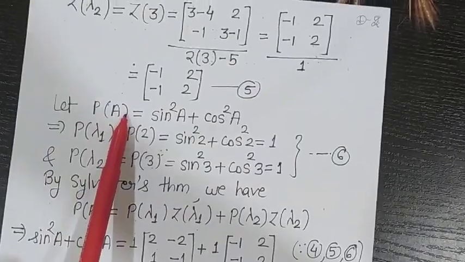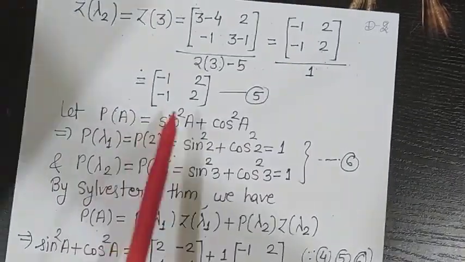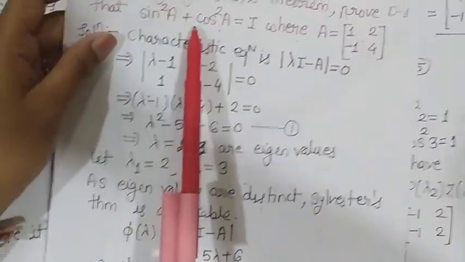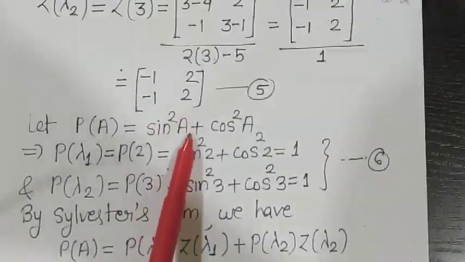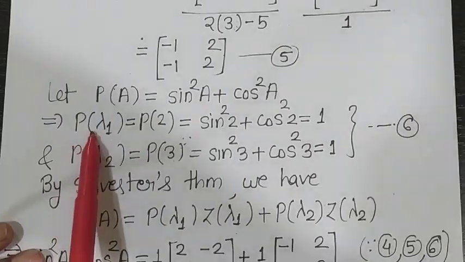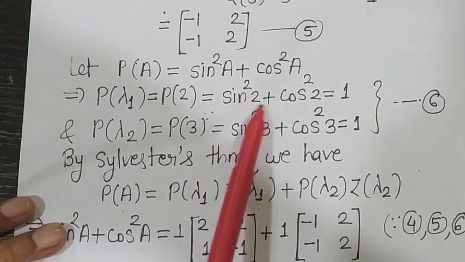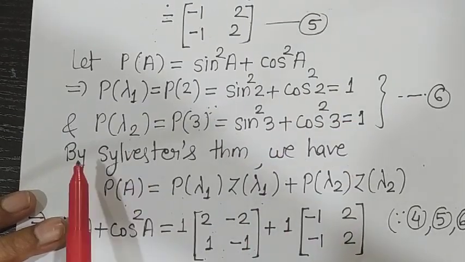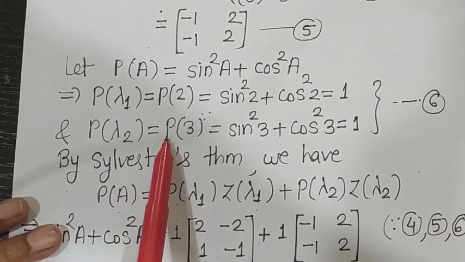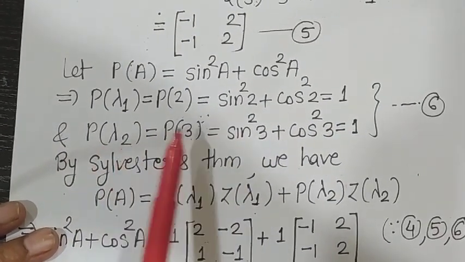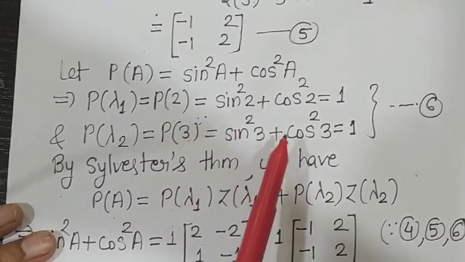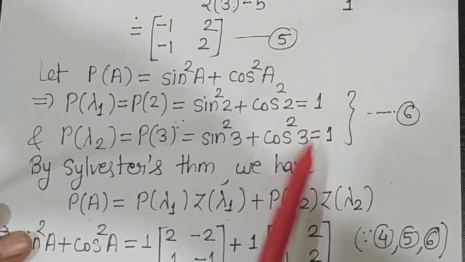Now let P of A. In this example, the polynomial in A is nothing but sin square A plus cos square A. So we will take P of A as sin square A plus cos square A. Find out P of lambda 1. So P of 2, that is sin square 2 plus cos square 2, which is 1. Similarly, P of lambda 2 is P of 3, since lambda 2 is 3. So sin square 3 plus cos square 3, which is equal to 1.